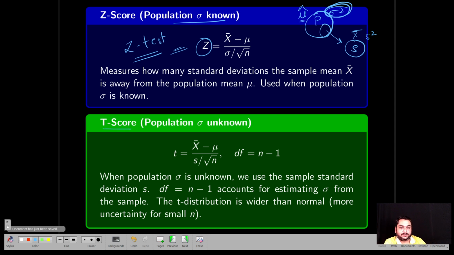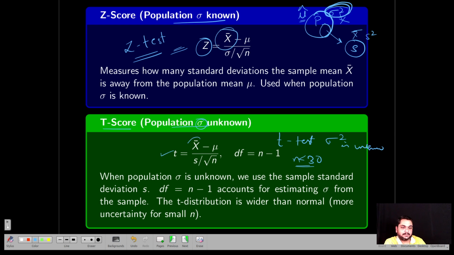Now, when will you apply the t score? There are two things. One is the population standard deviation is unknown. That means if I don't know this sigma, then I will go for the t test. The t test is applied when the variance of the population, sigma square, is unknown. Also, you will apply it when n is less than 30. This was already seen. The only thing here is what?